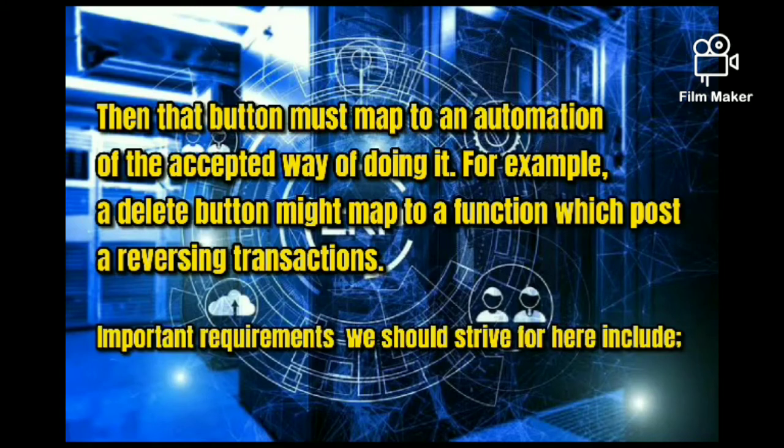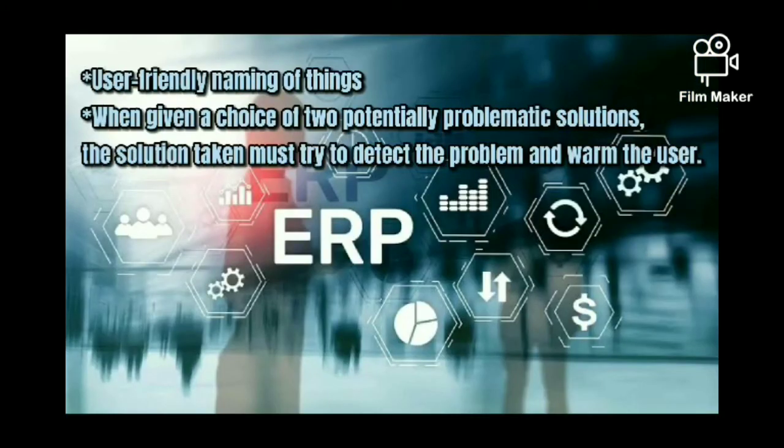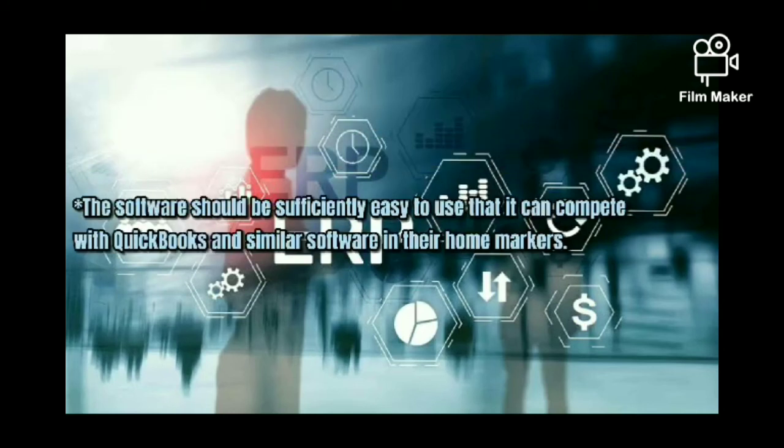Important requirements we should strive for here include user-friendly naming of things. When given a choice of two potentially problematic solutions, the solution taken must try to detect the problem and warn the user. The software should be sufficiently easy to use that it can compete with QuickBooks and similar software in their home markets.